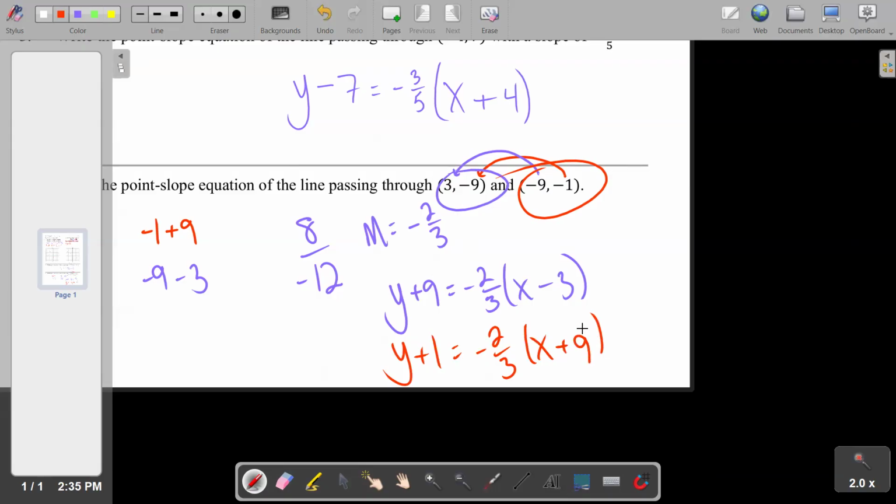Well, it's simple. So for slope, I got negative. Yeah, this means you're doing your x's on top and your y's on bottom. Slope is rise over run. The y minus y part has to go on top. The x minus x part has to go on bottom.